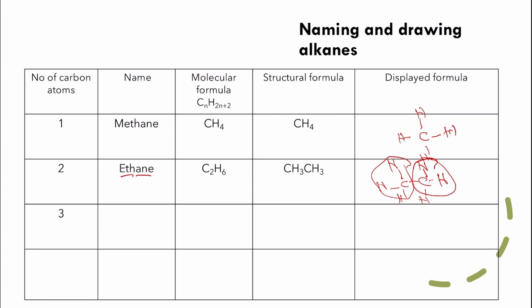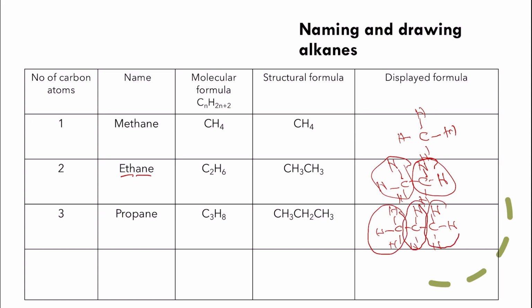And then if you have three carbon atoms, it's propane, prop and ane, and molecular formula C3H8, and structural formula is CH3CH2CH3. How can we find that this is the structural formula? Because for the displayed formula, we're going to draw all the three carbon atoms, and then we're going to complete the four bonds for each atom with hydrogen. So as we can see here, for the first carbon atom, it's CH3, and then the second one is CH2, and then it's CH3. This is why this is the structural formula.